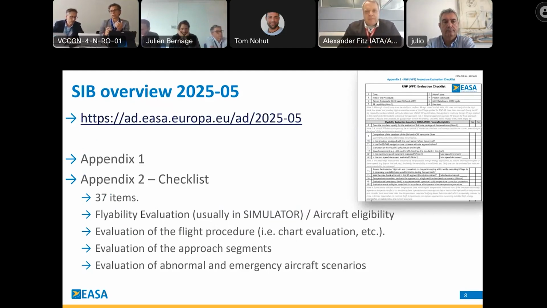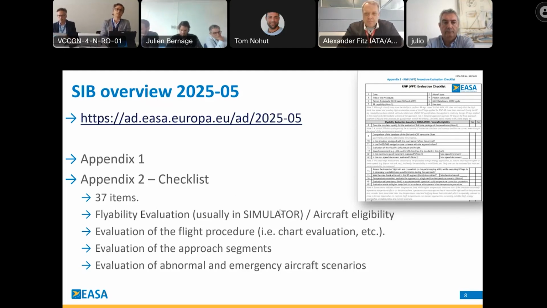And you will see clearly the difference between RNP visual with its points and characteristics, and the RNP visual, and then finally the RNP VPT. So you will have it in one page and you will be able to see the difference. Also missed approach and go around. In Appendix 2, you have a checklist which we recommend that you follow. 37 items to make sure and verify that it's safe to operate that procedure.